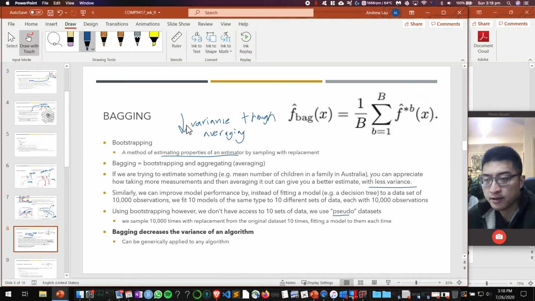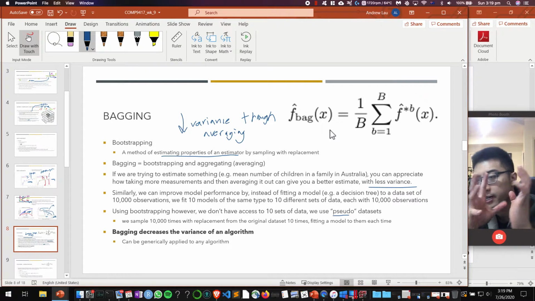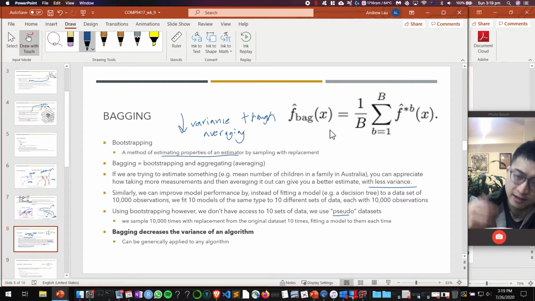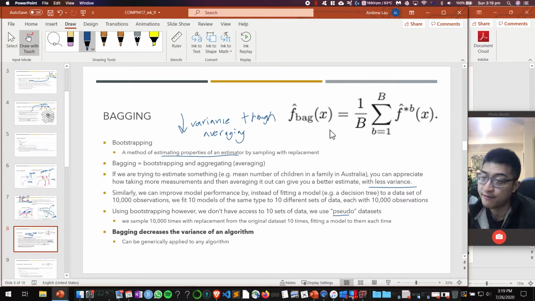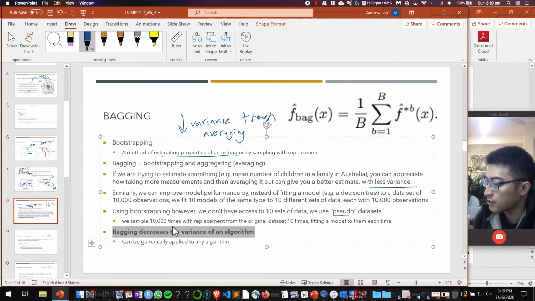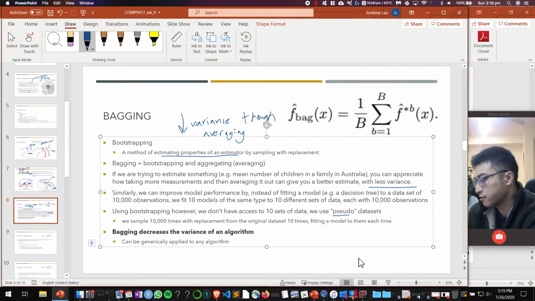Bootstrapping in the sense that you take, say, your training data and sample with replacement, maybe 10 times to create 10 pseudo-ish data sets. You fit a model to each one, and instead of just taking one estimator, you take the average of all the estimators, thereby decreasing the variance of the prediction and possibly improving the overall error. In general, bagging can decrease the variance of any algorithm. It can be generically applied, but of course, it costs compute, right?